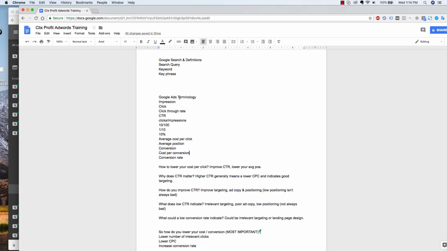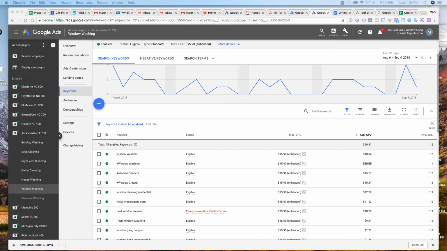Okay, so far we know what a search query is, a keyword, a key phrase, an impression, a click, click-through rate, the average cost per click, what that is, and average position. Next, what's a conversion? Well, let's check it out.